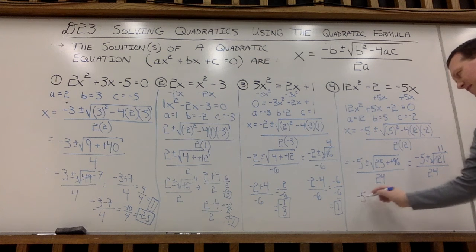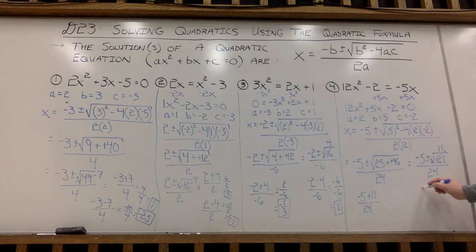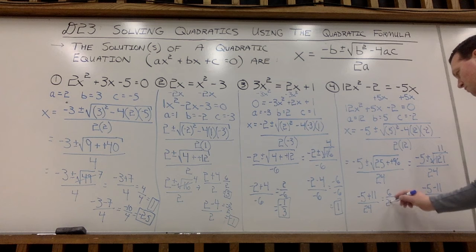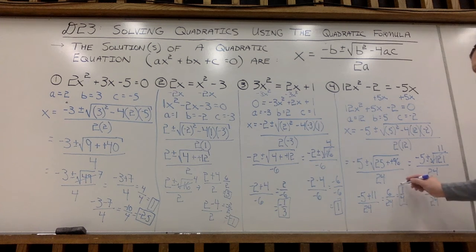So we'll have negative 5 plus 11 over 24, and then negative 5 minus 11 over 24. Negative 5 plus 11 is 6. 6 over 24 will reduce to a fourth. My other solution, negative 5 minus 11 is negative 16 over 24. Will reduce to negative 2/3.